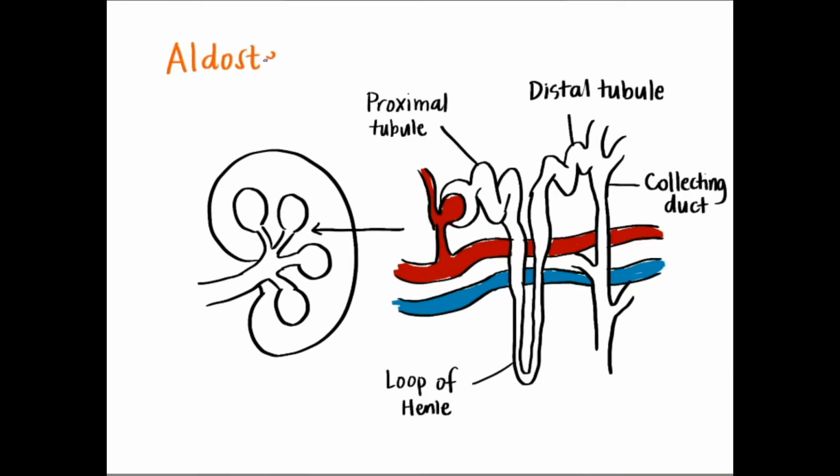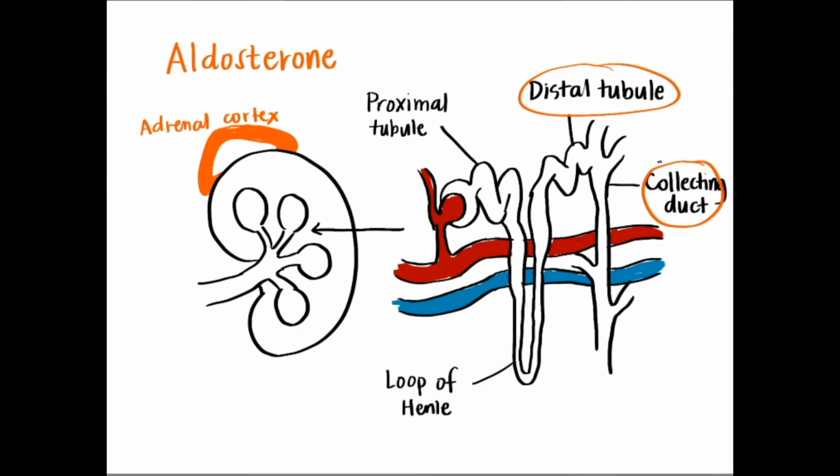Aldosterone is a hormone produced in the adrenal cortex. It affects the distal tubule as well as the collecting duct of the kidney. It promotes sodium reabsorption. Higher concentrations in sodium means a higher blood volume, which means a higher blood pressure.